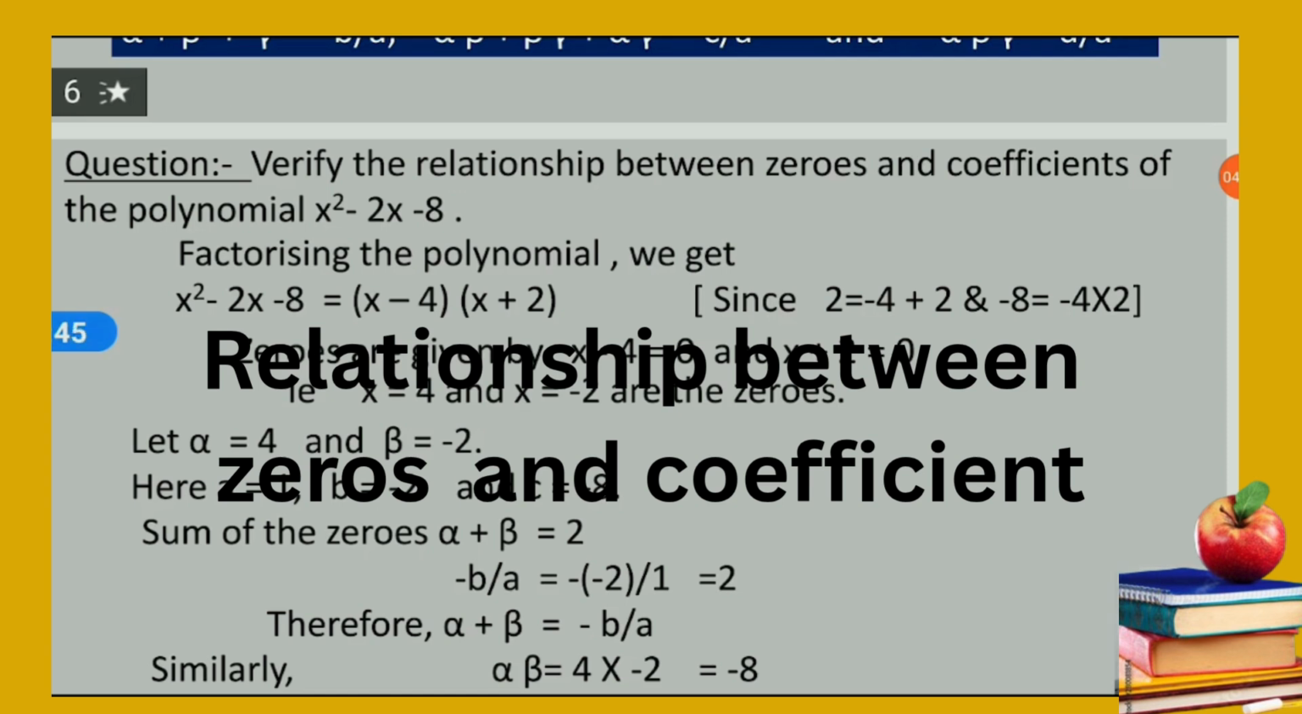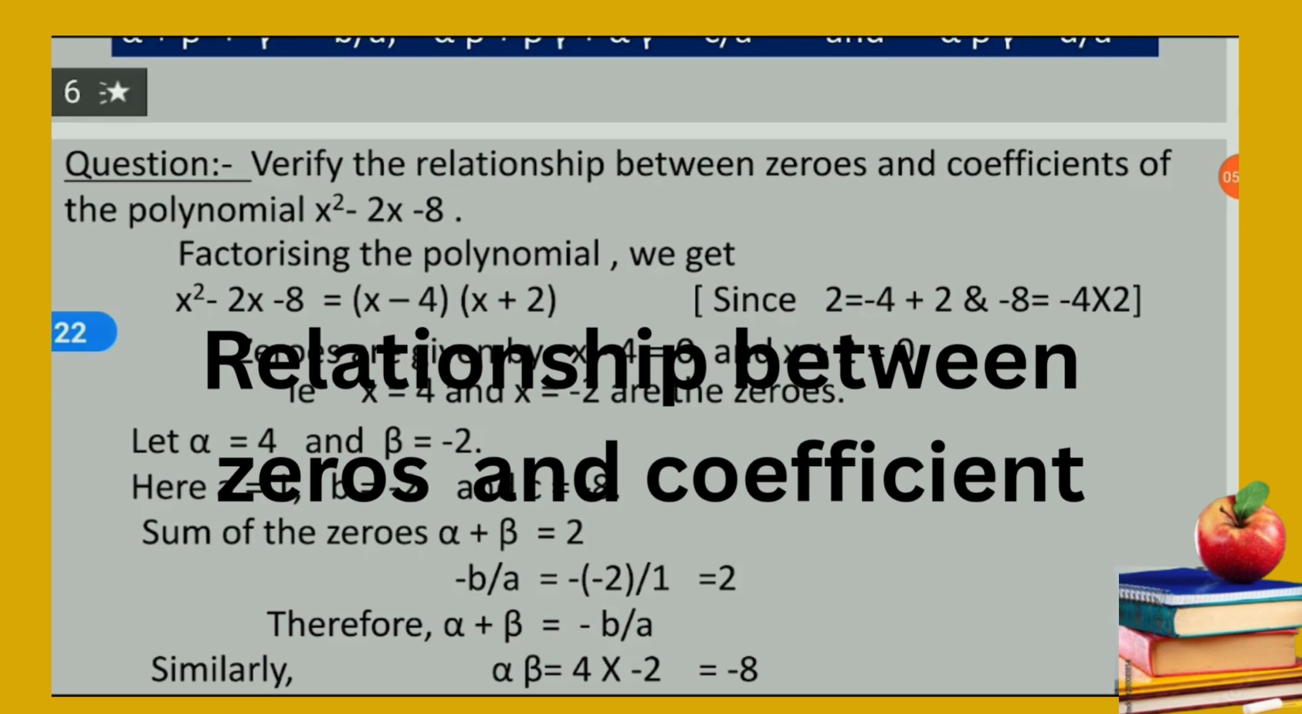That is, the sum of zeros alpha + beta = 2. Or using the coefficient method, −b/a = −(−2)/1, which is equal to 2. That is, here we proved alpha + beta = −b/a. In the usual method, alpha + beta we got 2, and in the coefficient method −b/a also becomes 2. Hence, we conclude that alpha + beta = −b/a.